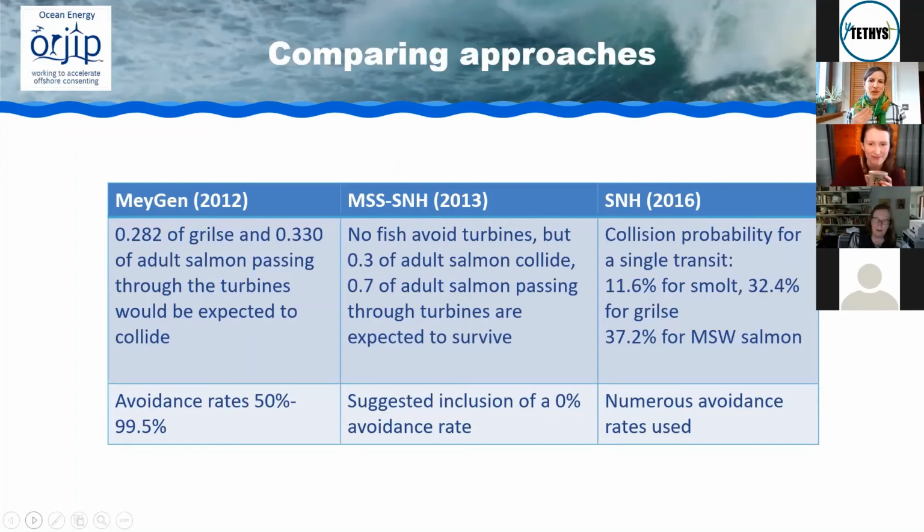Another key debate was how much information to include about avoidance. It was stated in the last session that we still don't know very much about avoidance rates. In the Maygen report, they calculated collision rates based on a huge number of different avoidance rates, ranging from 50% all the way through to 99.5%. Meanwhile, Marine Scotland in 2013 suggested we should include a 0% avoidance rate as well, because we don't have enough information to make decisions. And again, the SNH report used various avoidance rates.